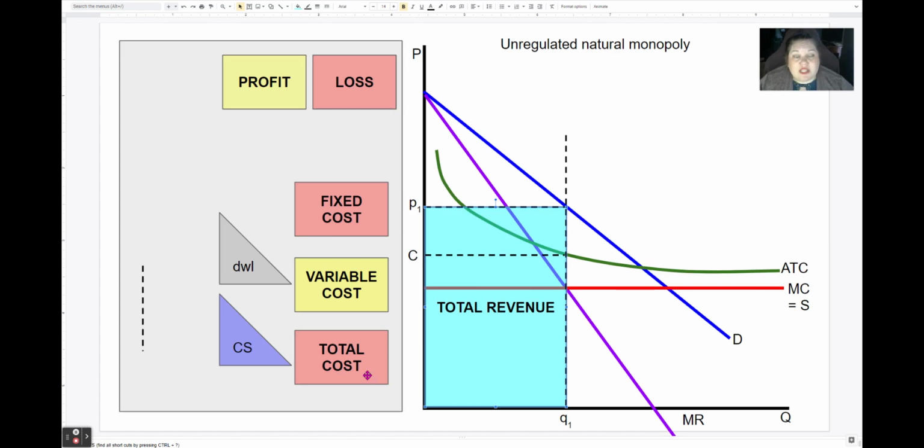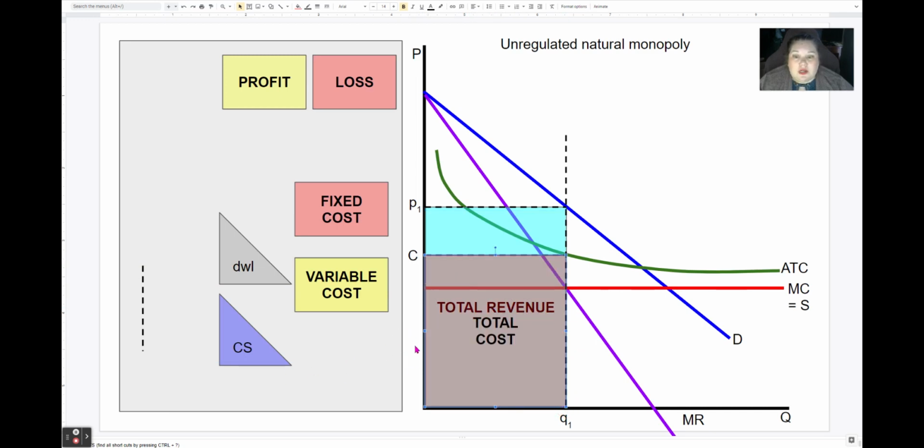Next thing we need to find is our total cost. So what is it costing this producer to make all of these goods, the total amount of goods? We know what the average cost is of the quantity that's produced, and that's right here at C. The total cost, like the total revenue, is going to be, in this case, the cost times the quantity. So I'm going to put my total cost box right here and drag that down.